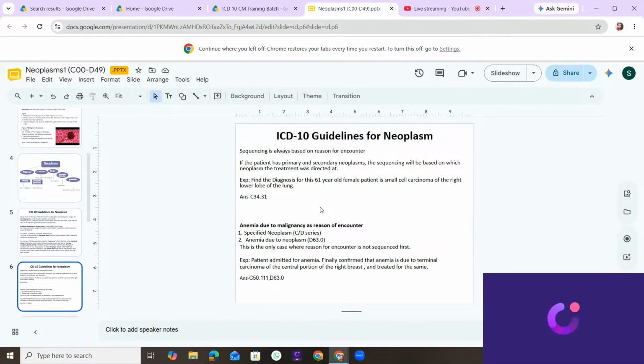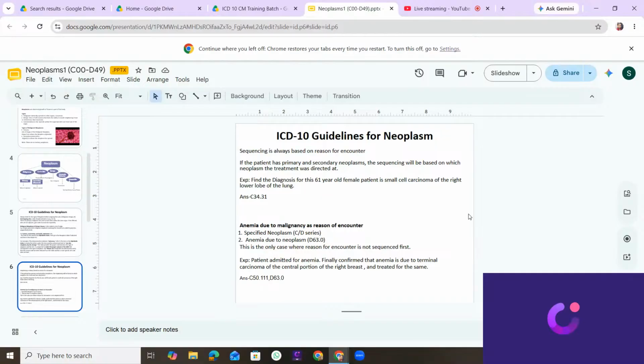Please check and find what difficulty you are getting, and please comment if you have any additional suggestion for this code. Okay. Next, the guideline related to anemia due to malignancy as the reason for the encounter. First, specify the neoplasm C or D series code. Second, anemia due to neoplasm, that code will be D63.0. This is the only case where the reason for encounter is not coded first.